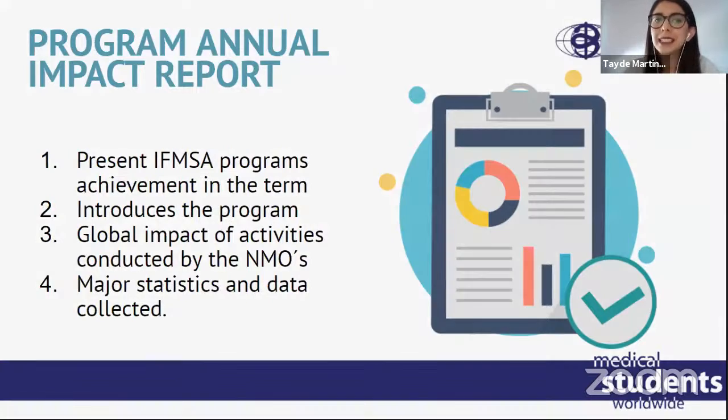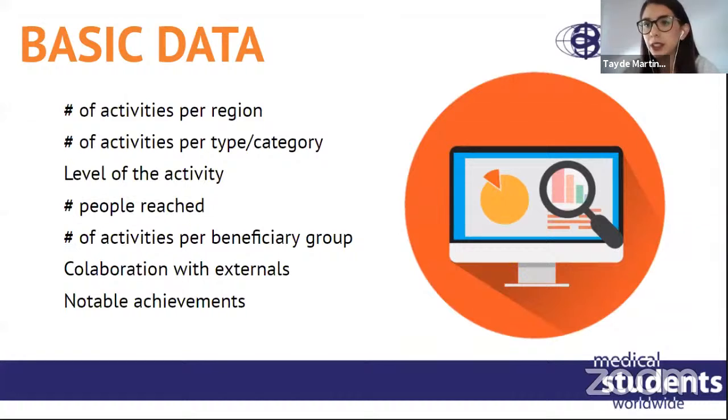So the basic data that the annual impact report is going to contain for each one of the IFMSA programs are going to be the number of activities per region, the number of activities per type or category, the level of each one of the activities, the number of people reached, the number of activities per beneficiary group, and the number of activities that had a collaboration with externals. And the last point is going to be the notable achievements. In this part, we're going to have two main things: the impact achieved in regards to the IFMSA programs or the program goals, and the impact achieved by IFMSA in regard to the program's goal.